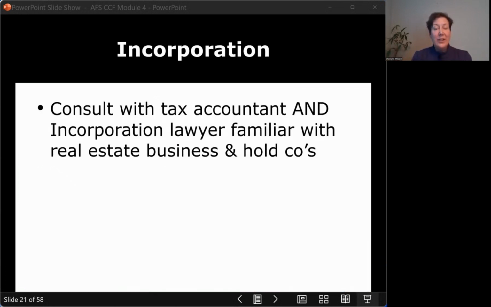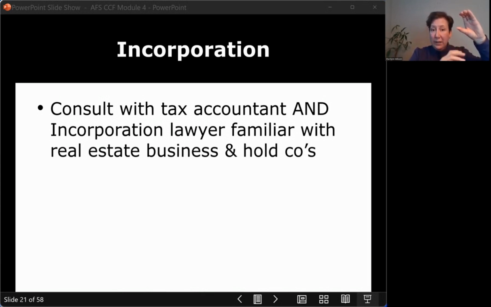And with incorporation, of course, you're going to consult the professionals, your tax accountant and your incorporation lawyer, ideally one familiar with real estate and holding companies. The reason I mention this is because you may want to consider multiple levels of incorporation. In our case, we have a holding company that owns our operational company, which owns all the properties.